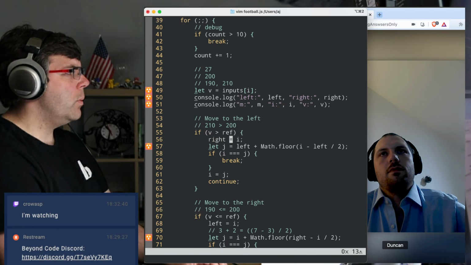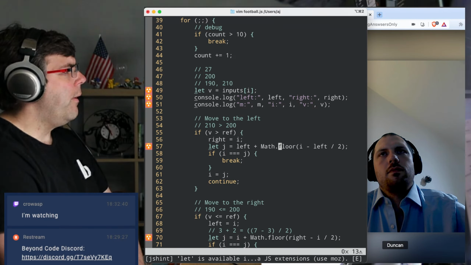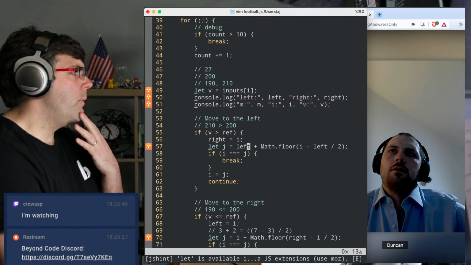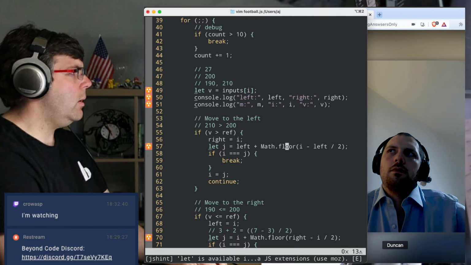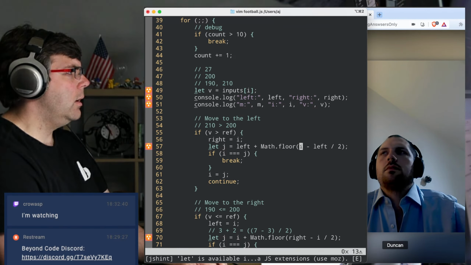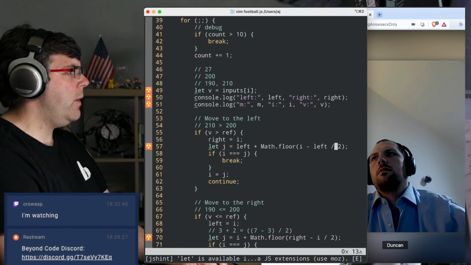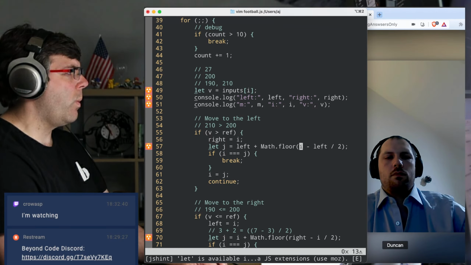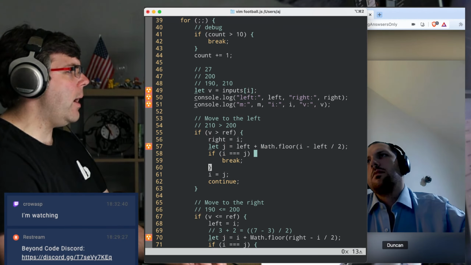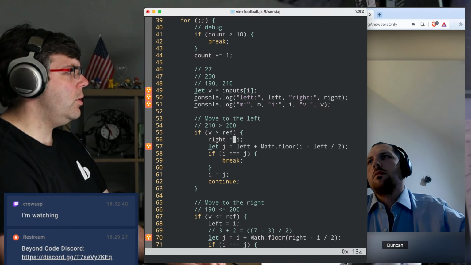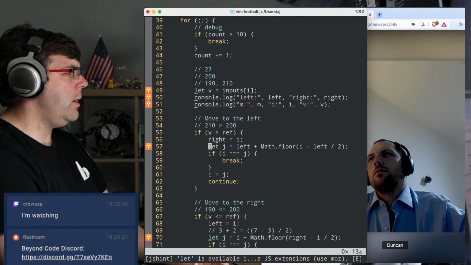If it's greater, then we're trying to move it to the right bound, but I may already be at the right bound. That's fine. Okay, so then we want to take the left bound, and so the left bound is 0 plus I minus 0 divided by 2. I think this is right. I'm not 100% sure that it's right for every edge case, but I think this is right.